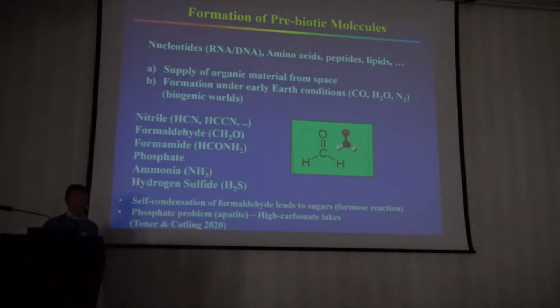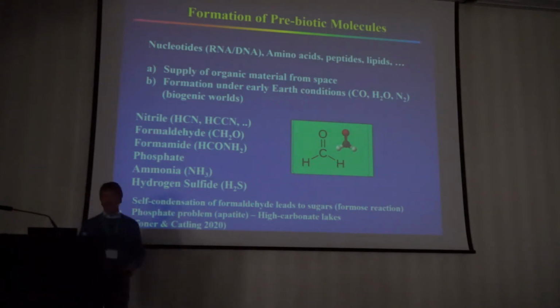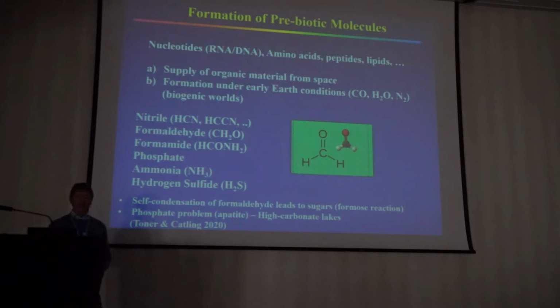So if we talk about information, I just pointed out that we have two possibilities: supply of material or formation under early Earth conditions. We have our atmosphere, CO2 atmosphere, water, and nitrogen, and we want to form all these molecules. There are quite a number of studies now for HCN and formaldehyde, for instance, but very little for the sulfur-containing components. And I also wanted to add that it is always important that your chemistry is actually occurring under geochemical conditions, and I very much like the paper by David Kettling and Toner, where they actually show that high carbonate lakes can solve the phosphate problem, which is normally then an appetite, but in this case it's not.